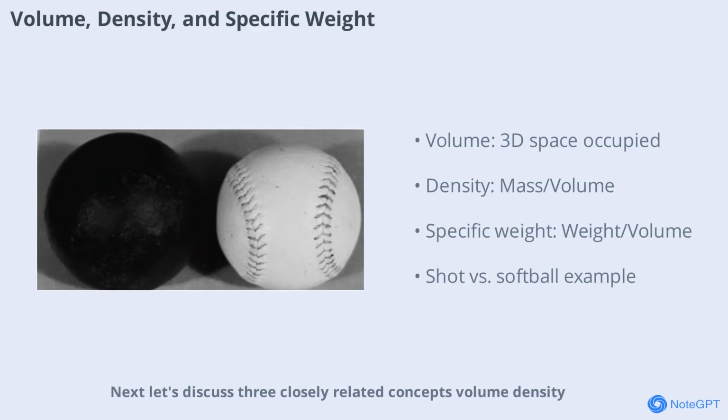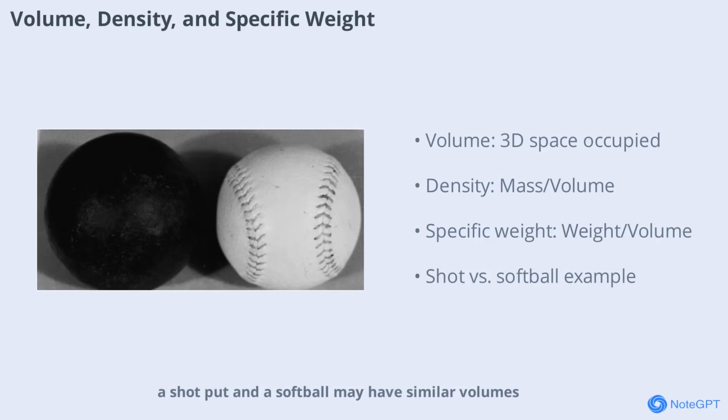Next, let's discuss three closely related concepts: volume, density, and specific weight. Volume refers to the amount of three-dimensional space an object occupies, measured in cubic centimeters, cubic meters, or liters. Interestingly, objects can have similar volumes but very different weights. Density, represented by the Greek letter rho, is the mass per unit volume and is measured in kilograms per cubic meter. Specific weight, on the other hand, is the weight per unit volume, with its metric unit being newtons per cubic meter. These concepts are interconnected.